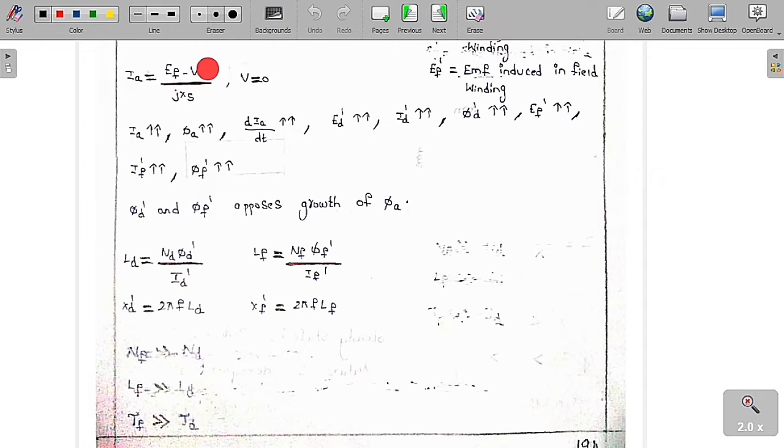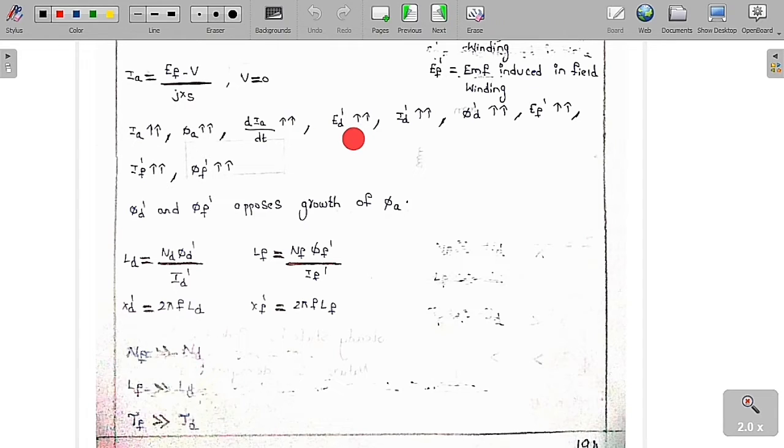So whenever the terminal voltage is equal to zero, the armature current will be very high. Therefore, IA will increase. As I've already told you, whenever the armature current increases, the armature flux increases. Whenever the armature flux increases, the rate of change of armature current will increase. In a small amount of time, the rise of armature current is very high. So therefore, we can say dIA by dt will be increasing.